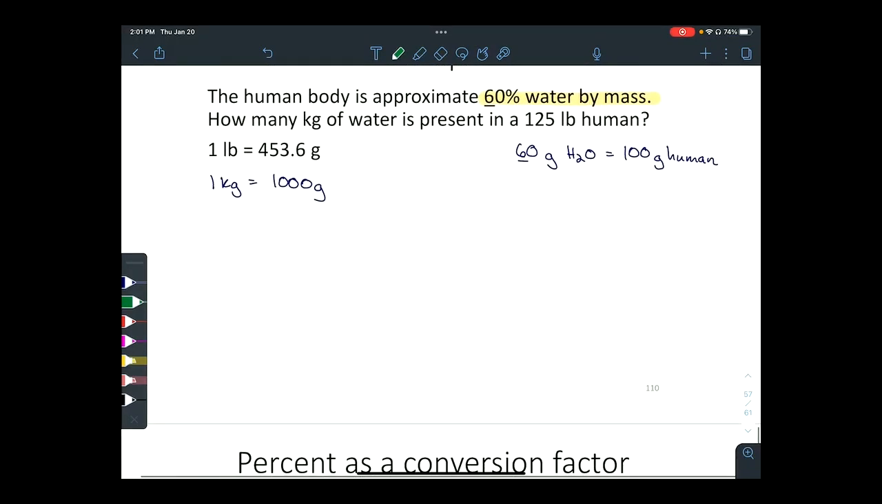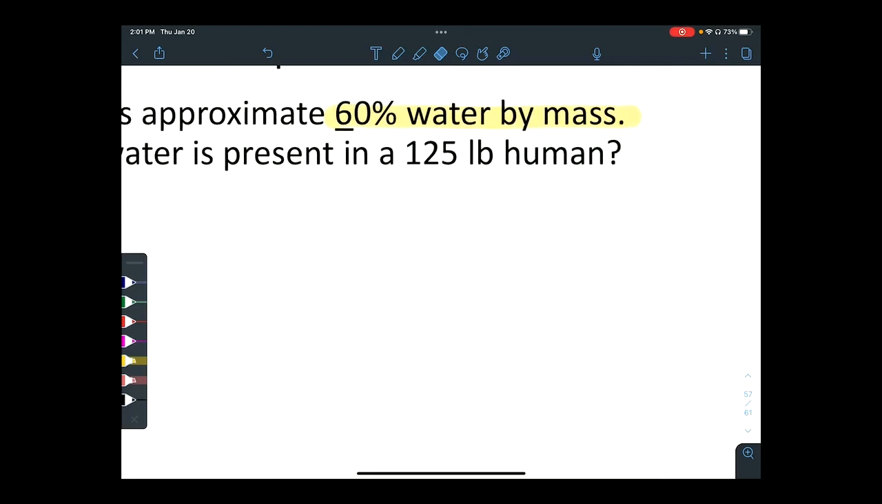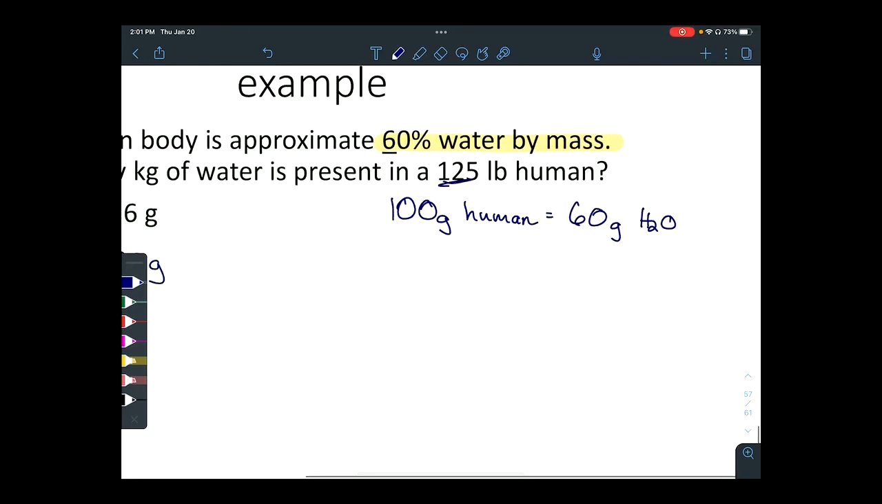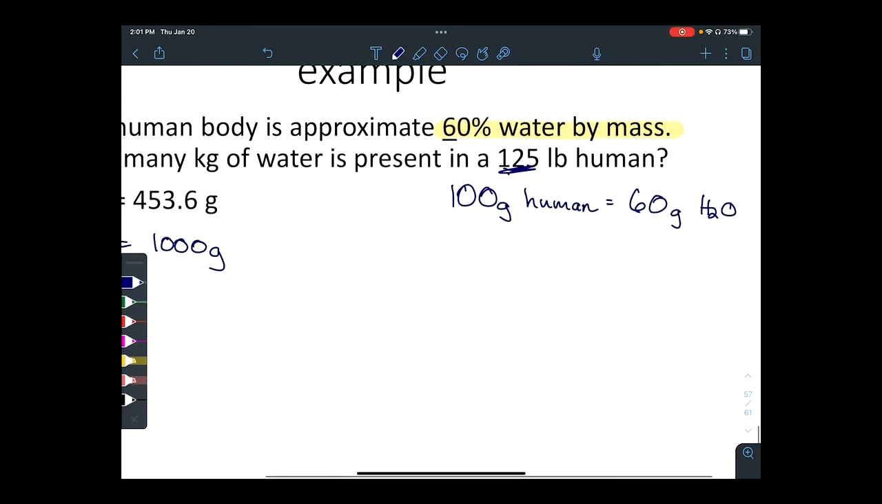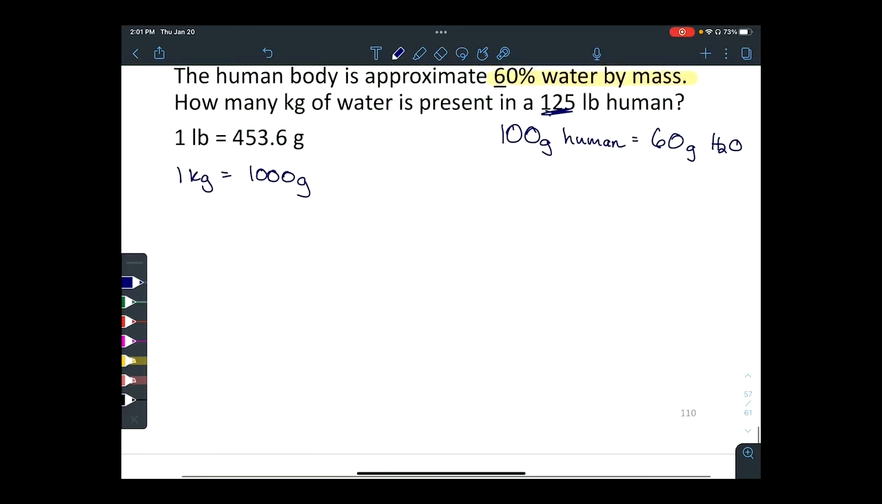All right, let's do another one. A human body is approximately 60% water by mass. Again, let's practice converting percentages into conversion factors. 60% water means that if I had a 100-gram human, how many grams of that is water? 60. That's what 60% means, H2O. So if we have a 125-pound human, how many kilograms of water is present?